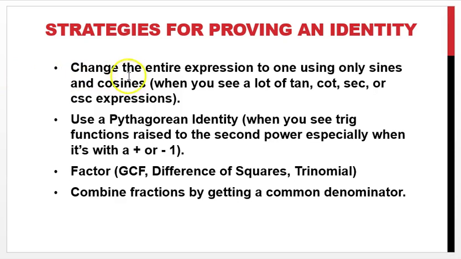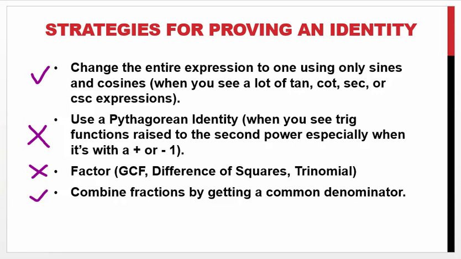Currently, the problem does have some expressions we could change to sines and cosines, so this one is potentially an option for us right now. However, I did not have any trig expressions to the second power, so there shouldn't be any Pythagorean identities to use. I did not see any factoring that could be done. However, there are also 2 fractions being added and subtracted. So this is a case where we actually have to make a choice.